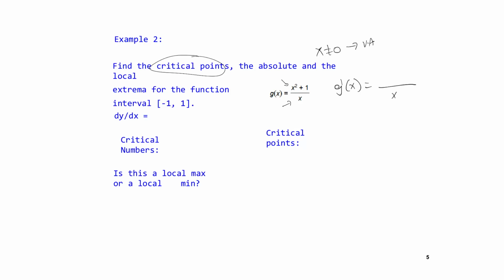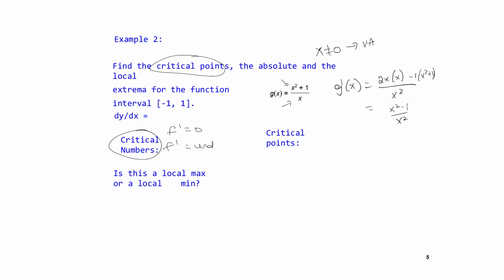If we finish it off, we end up getting the derivative of the top, which is 2x, times x, and then minus the derivative of the denominator, which is 1, times x squared plus 1. We end up getting (x squared minus 1) over x squared. So this is our derivative. And to find critical numbers means two things: where the slope is 0 or the slope is undefined.